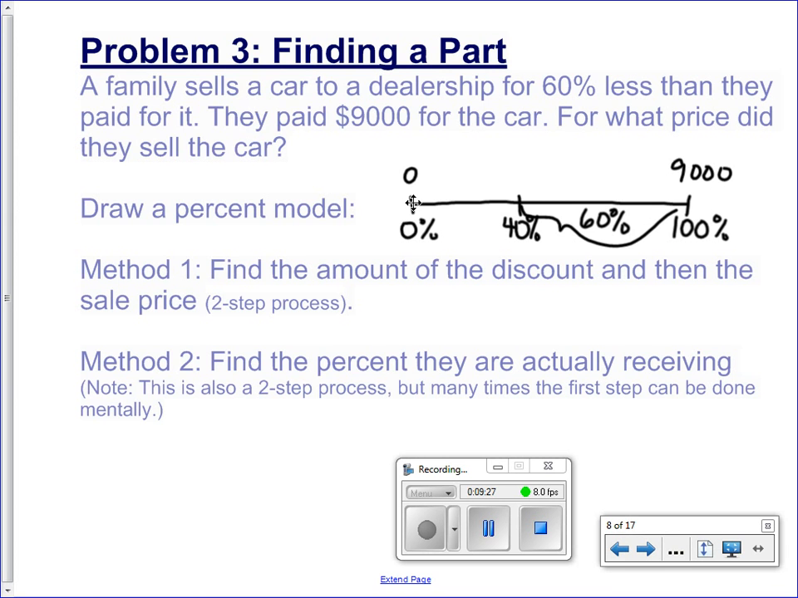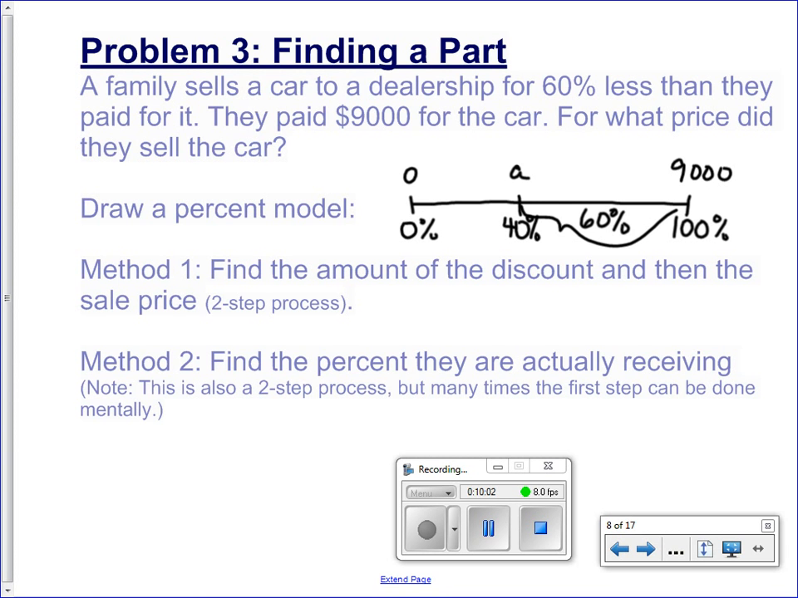9,000 would be opposite 0. And what we want to know is this part right here, this amount. It's not really the percent. Let's just call it A for the amount, or you could use P for price. So this is a little model that you might use to help you do it. This also helps us visualize the two methods that we have of figuring out the answer to this problem. And I'm going to show both to you.